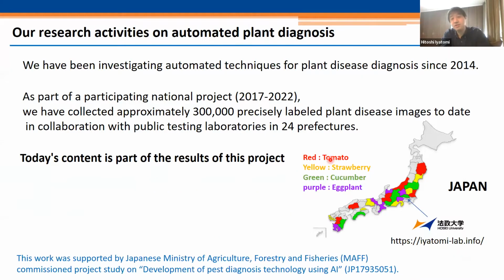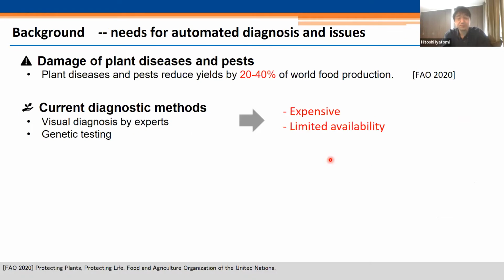We have been investigating automated plant disease diagnosis since 2014. We joined a National Research Project and have collected approximately 300,000 precisely labeled plant disease images from 24 prefectures. Today's content is part of our result of this project.